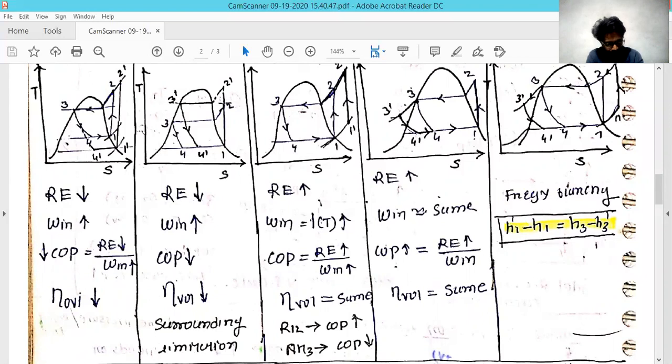And if the temperature difference between these two, lower pressure and upper pressure, is going to increase, that will affect your volumetric efficiency of that compressor, and it shows the decreasing volumetric efficiency.